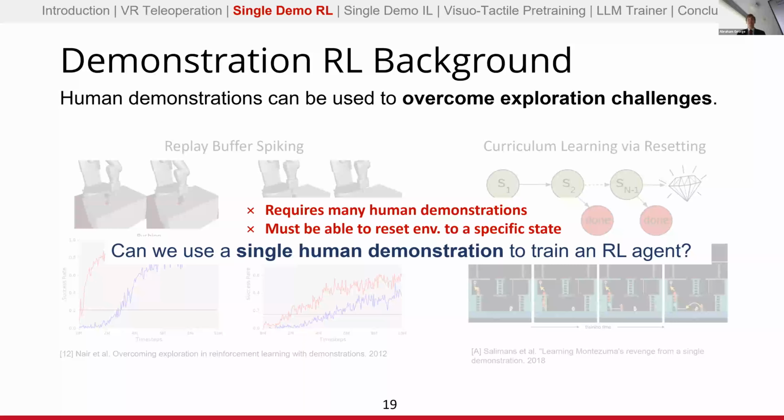However, some issues with this is, first of all, replay buffer spiking requires many human demonstrations. And then for curriculum learning, we need to be able to reset the environment to a specific state. You can do that in simulation, but you can't do that on hardware. So the question we asked ourselves is, how can we use a single human demonstration, so the minimum possible number of demonstrations, to train an RL agent without having access to resetting the environment to a specific state?